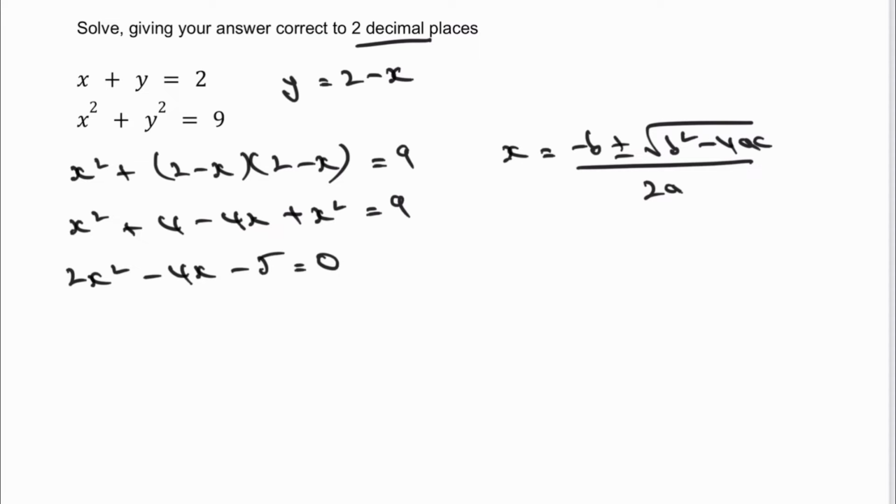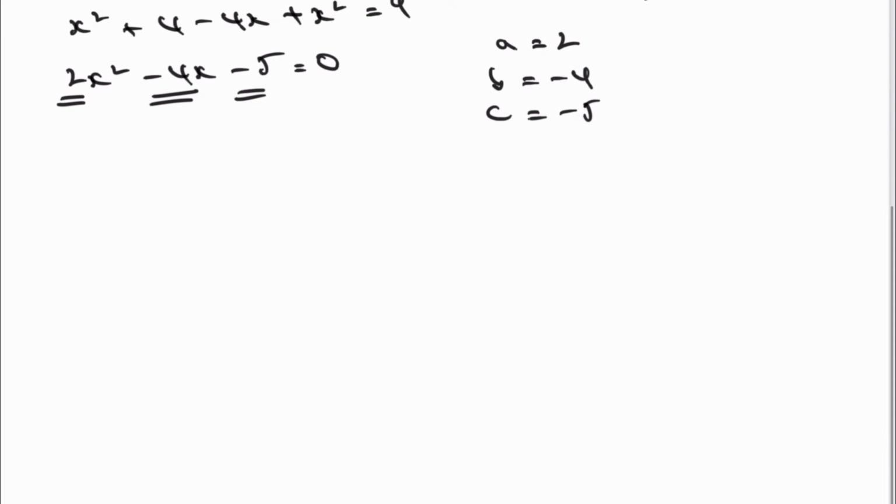The thing that you do need to know is the value of a is going to be 2, so a equals 2. The value of b is going to be negative 4. And the value of c is going to be negative 5. Now with all of these negatives around the place, what I'm going to do is rewrite the formula, but this time I'm going to use brackets.